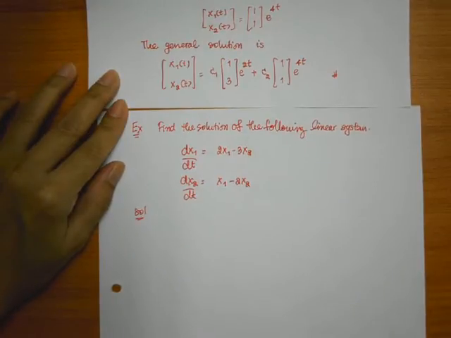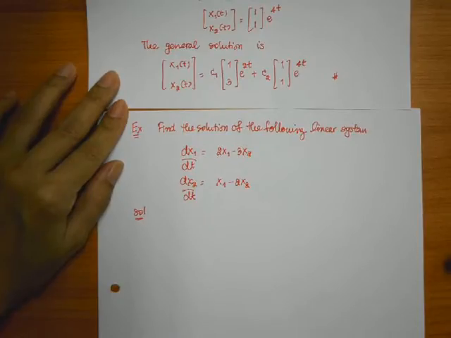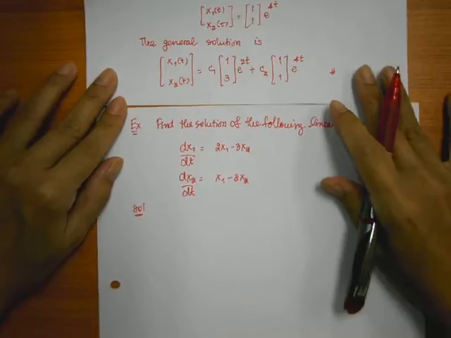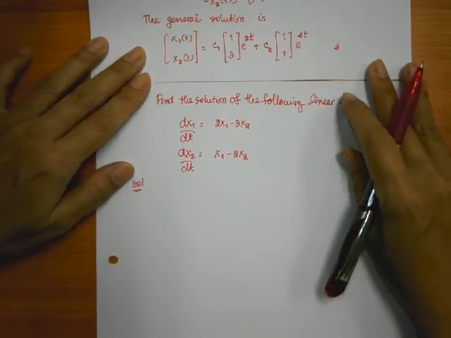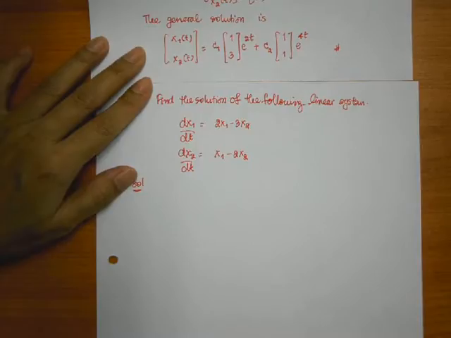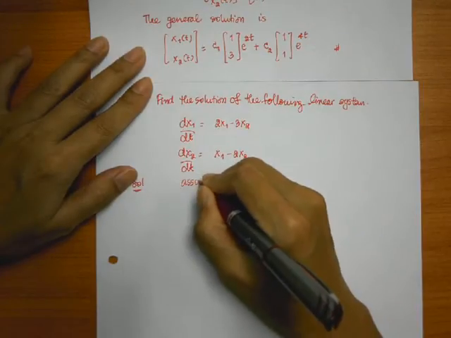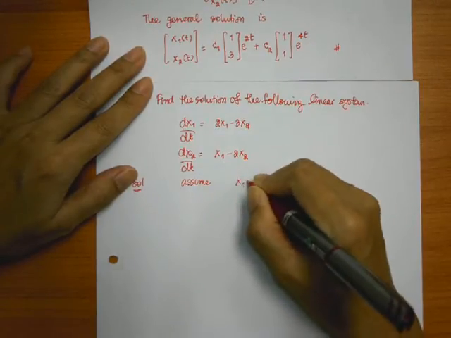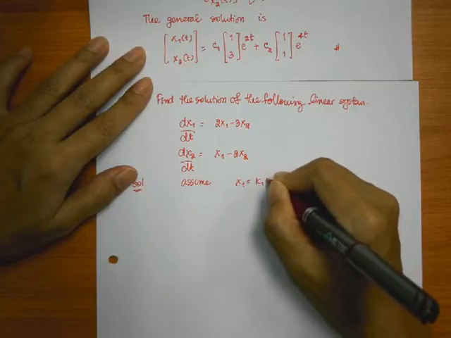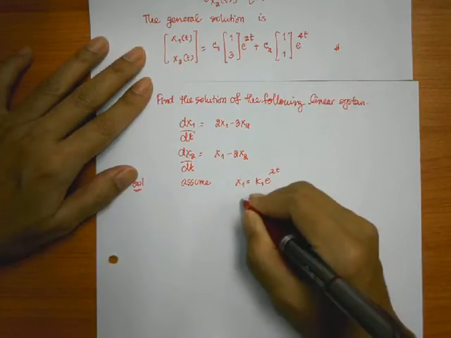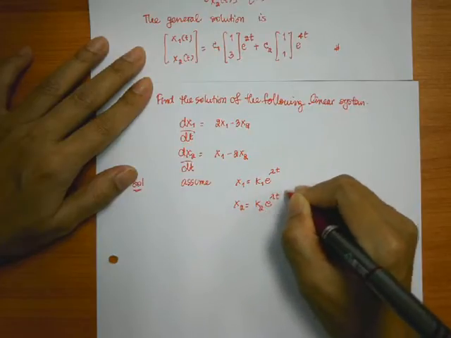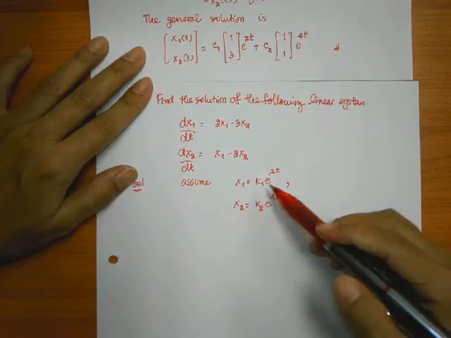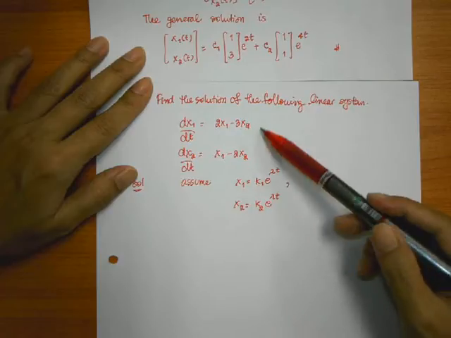Find the solution of this following linear system. So again, the way that we find a solution for this type of differential equation is that we got to assume the answer of x1 and x2 in the term of k1 times exponential of lambda t for x1 and x2 is equal to k2 times exponential of lambda t. And then we just plug our assumption back into our linear system.